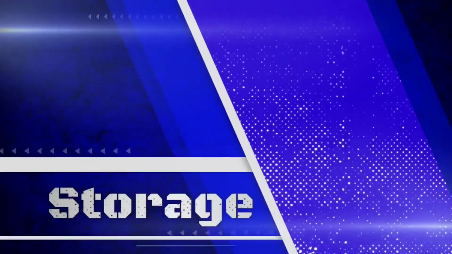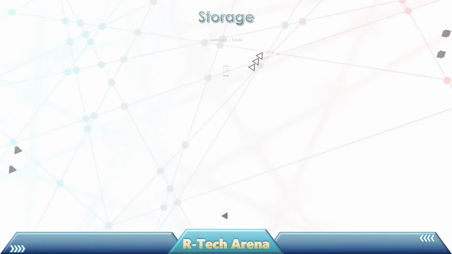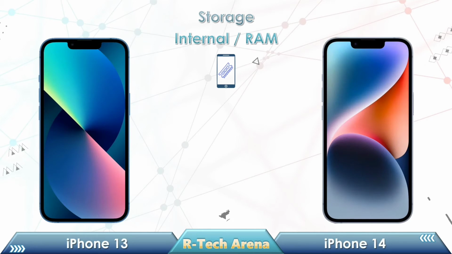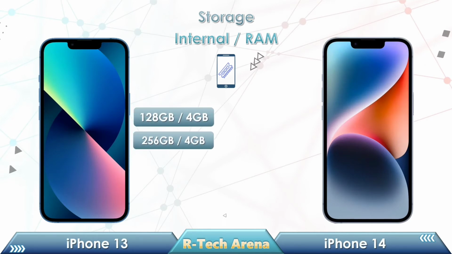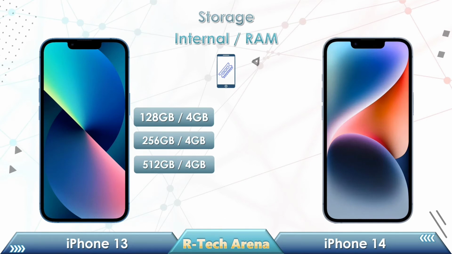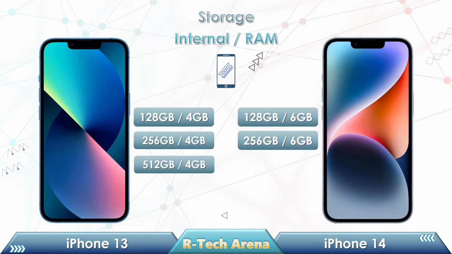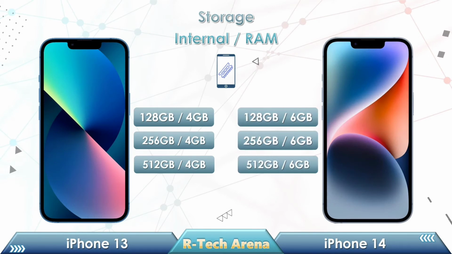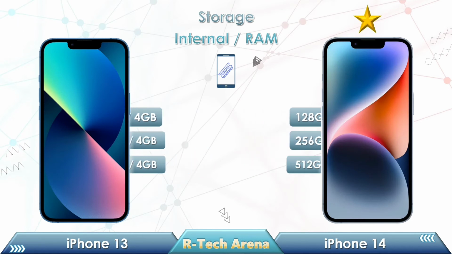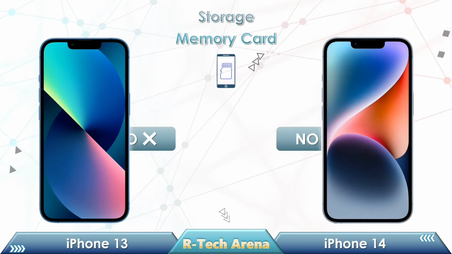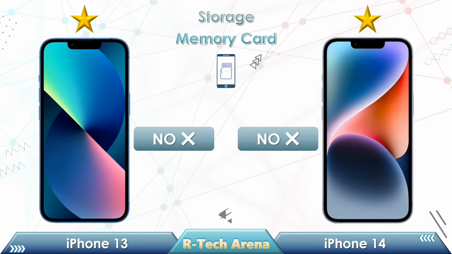Friends, let's compare the storage between these two phones. iPhone 13 comes in 3 variants, 128GB, 256GB, and 512GB storage, and the iPhone 14 also comes in 3 variants, 128GB, 256GB, and 512GB storage. Both these phones do not come with a memory card slot.